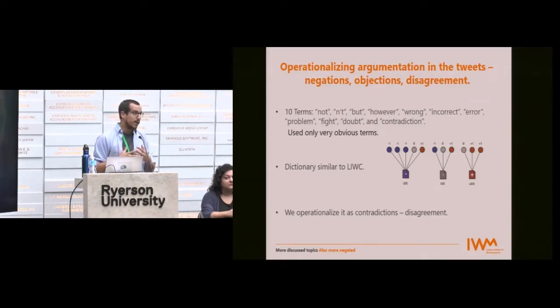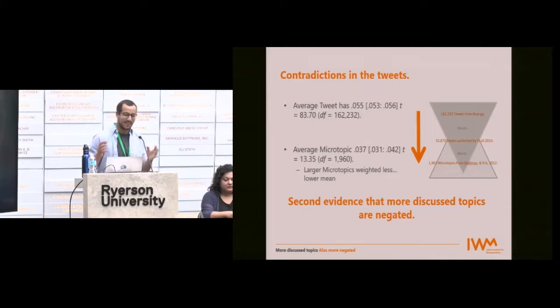And basically what we did was a dictionary approach. So we looked at every word in these tweets, and then we basically said, is it but, is it not, does it contain NT, that sort of stuff. And this is our contradiction measure. I hope that's okay for you. It's very similar to other measures.